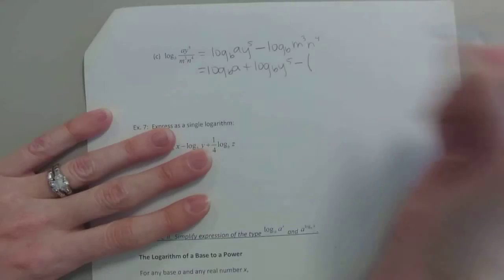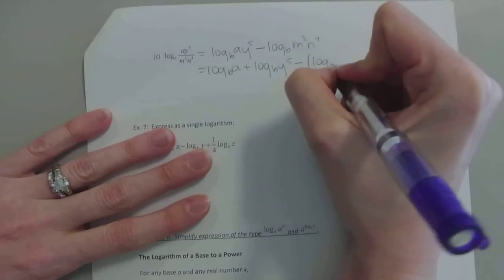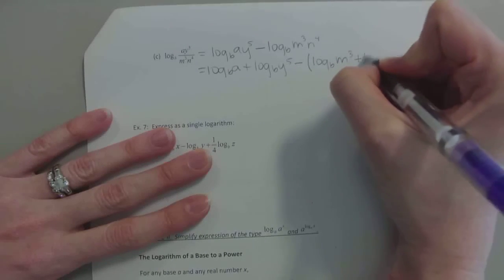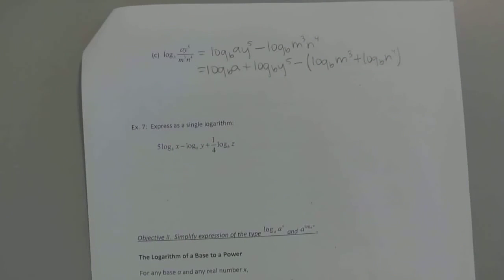So both of these have multiplication, so we're going to separate the A and the Y to the 5th and the M to the 3rd and the N to the 4th as addition each. So this will be log base B of A plus log base B of Y to the 5th minus this entire, so put parentheses because it's this addition, log base B of M to the 3rd plus log base B of N to the 4th. Because we're saying I want to subtract all of this log, all of this product, right? But all of that product is really a sum.